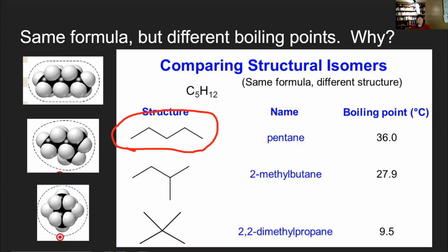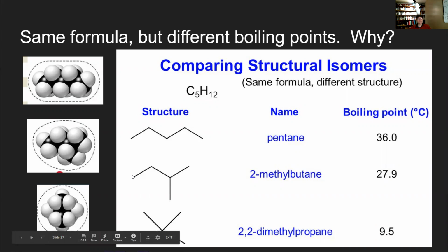Methyl butane, which has a branch coming off of it, which looks like this, has a boiling point of only 27.9. And then the 2,2-dimethyl propane is this structure, the very last one at the bottom. And it has a boiling point of 9.5 degrees Celsius. So you'll notice that there's a decrease in the boiling point as you change the structure. Looking at the structure, or looking at what is drawn to the left, the first structure at the top is pentane, and it goes down in order. Can you explain, using those structures, why those boiling points get consistently lower?